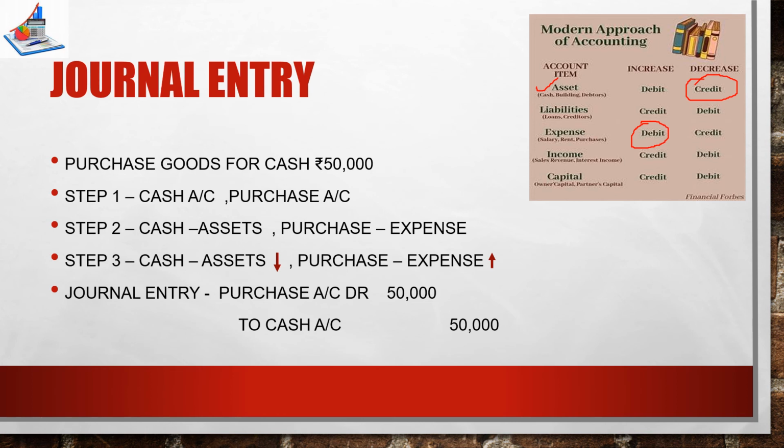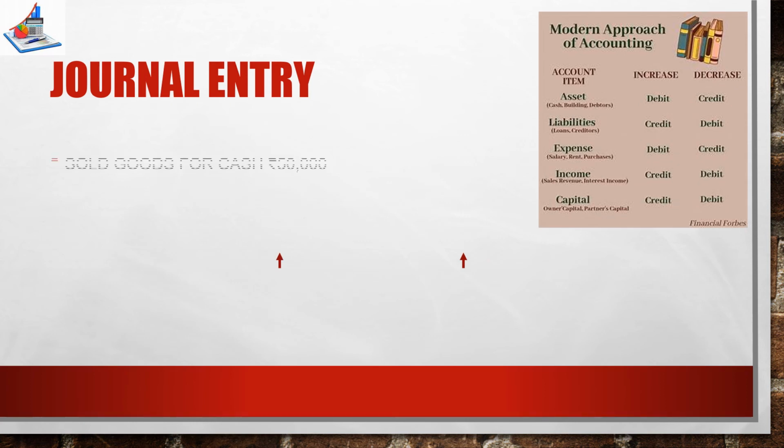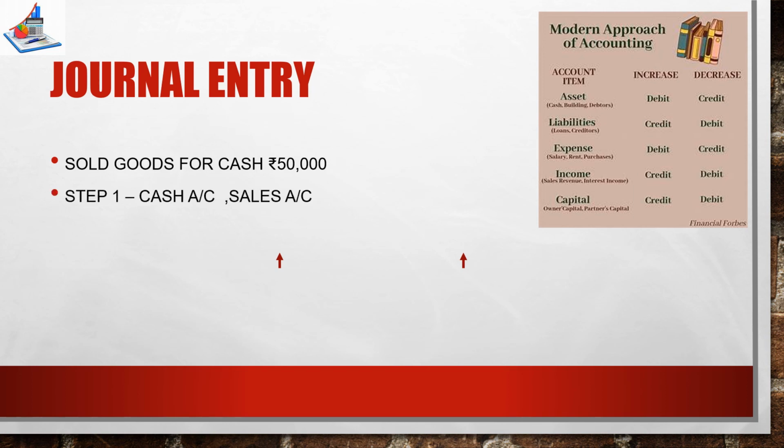Let me show you one more example. Sold goods for cash 50,000. Here what is happening? You are selling some goods and your company is getting some cash, right? So again, first step. Step 1 says what? Yes, identify the names of the accounts to be opened. So which 2 accounts are we going to open here? Yes, cash account and sales account.